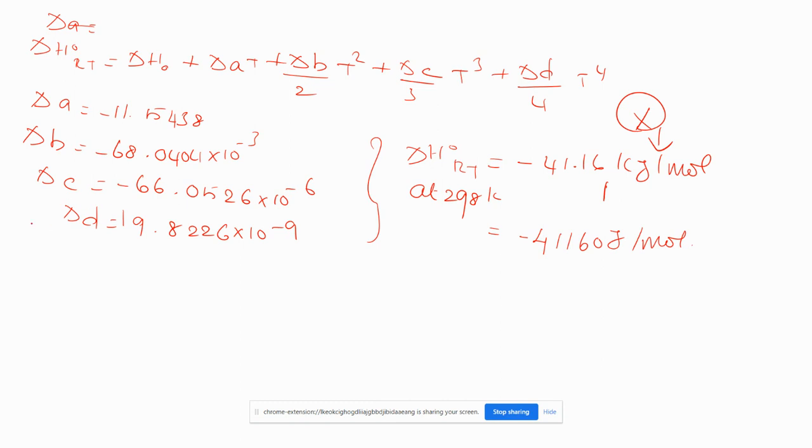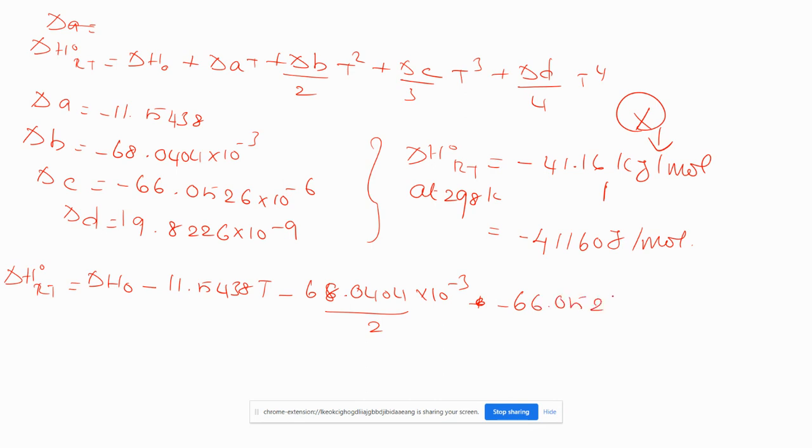Now after finding all these, you will get del H 0 at T is equal to del H 0 minus 11.5438 T minus 68.0404 by 2 into 10 power minus 3 T square, minus 66.0526 into 10 power minus 6 by 3 into T cube, plus 19.8226 into 10 power minus 9 by 4 into T power 4. Now solve this again.